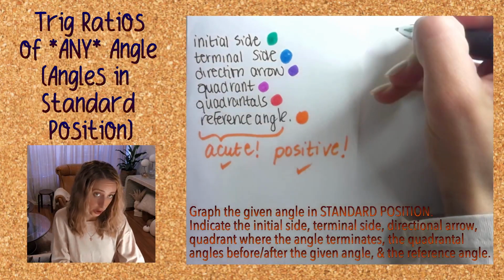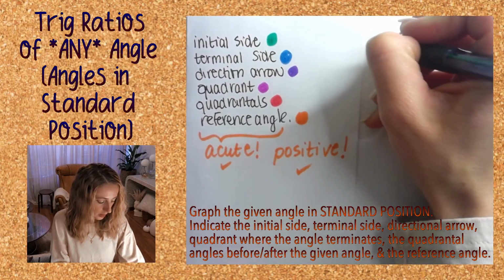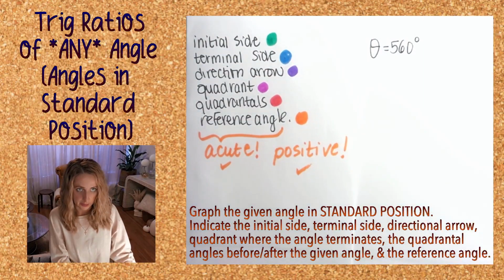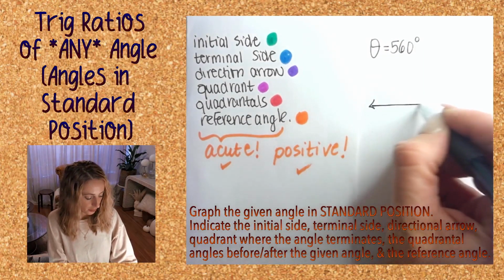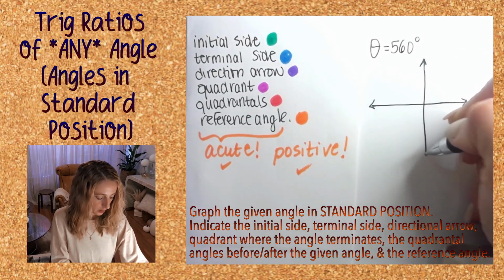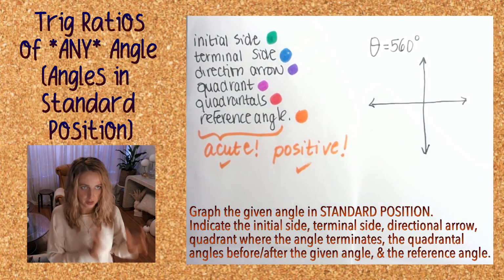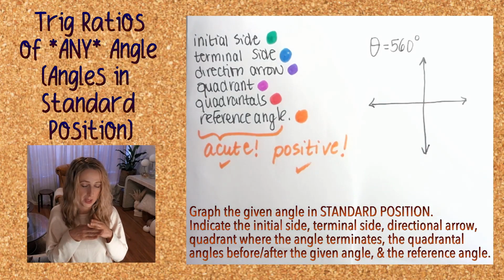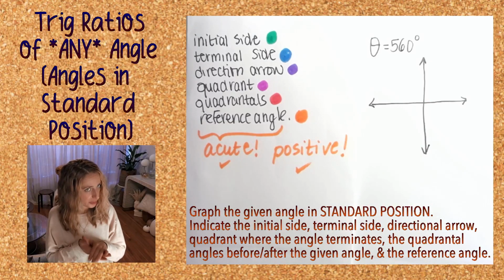This one, example 2: theta equals, let's do more than one rotation, 560 degrees. Start off by drawing the XY plane on which my standard position situation is superimposed. That spot is called the origin, where the X and Y axes meet. The ordered pair of the origin is (0, 0).